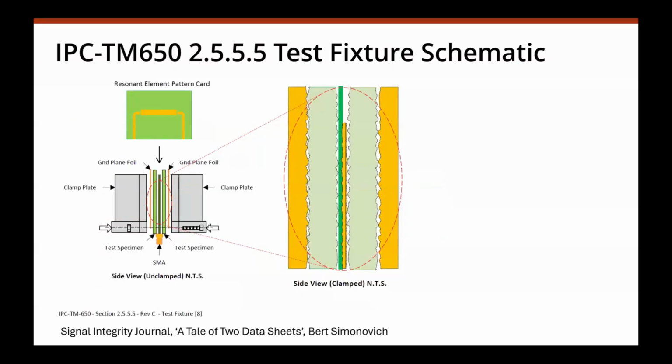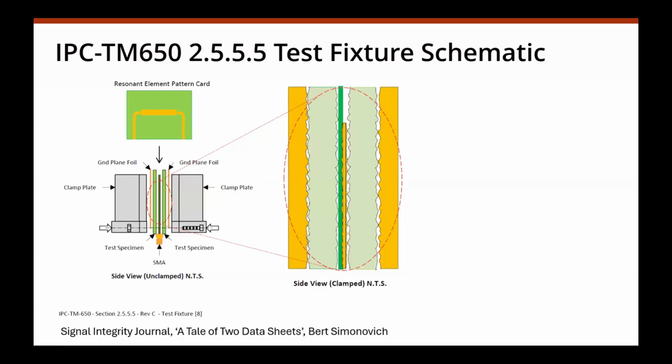A little bit drill down into that picture. I have captured that graphic from a paper in the Signal Integrity Journal, a discussion by Bert Simonovich. What you see here on the right-hand side is basically two ground layers, the orange layers on left and right.